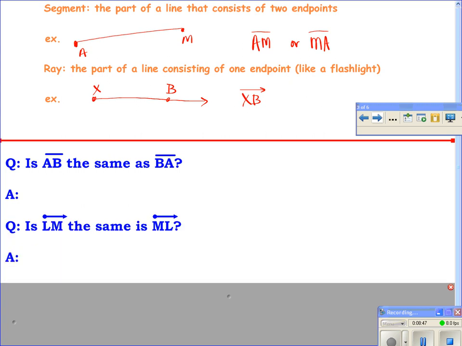Same question here. Is LM the same thing as ML when we're talking about rays? How come? Only one goes on forever. This one is saying that M is going to go on forever in that direction. This one says that it's going towards L. So this one up here, what I do want you to write is BX with a line through it saying you cannot name it that way. Rays are the only ones that you have to be careful which order you put your letters in.